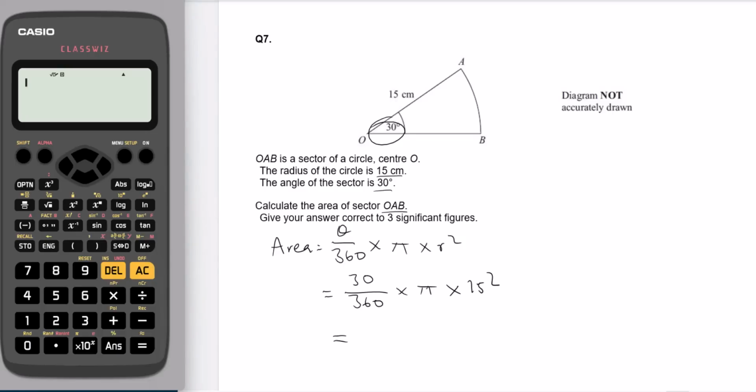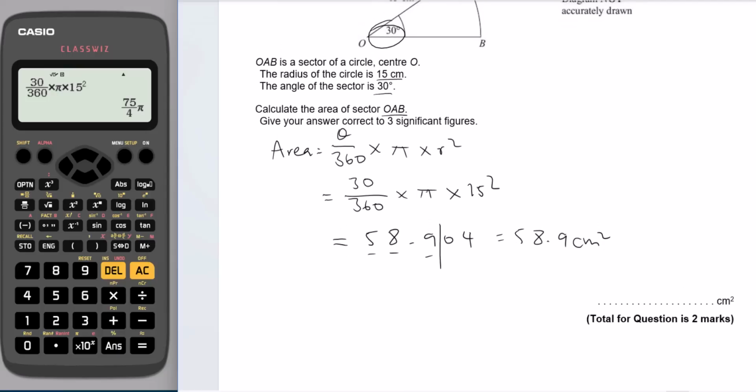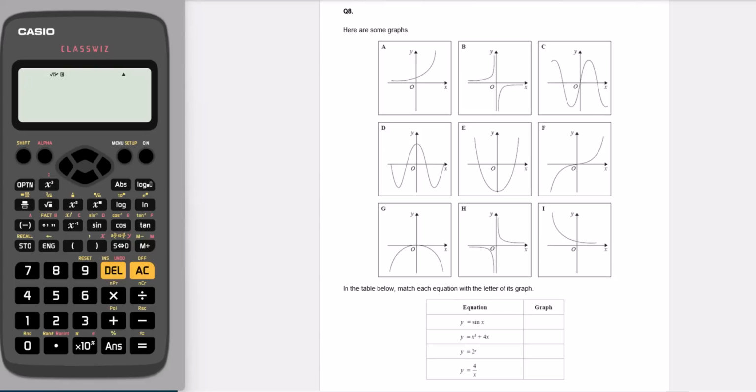So let's go ahead and type this in your calculator. 30, use the fraction button, over 360, times shift pi times 15 squared. This gives us an answer. I'll press the SD button, 58.904. Round it to 3 significant figures, 1, 2, 3. Don't need to add anything here. So the answer is 58.9 centimeters squared. And that's our answer. Always remember to write your final answer on the dotted line. That'll be 58.9 centimeters squared.